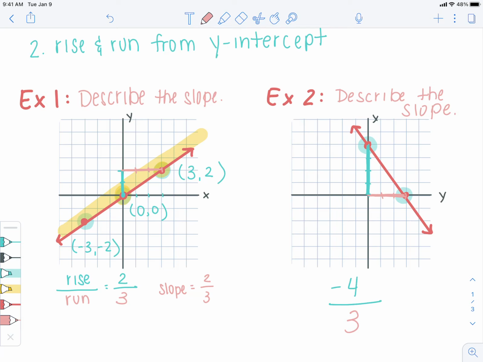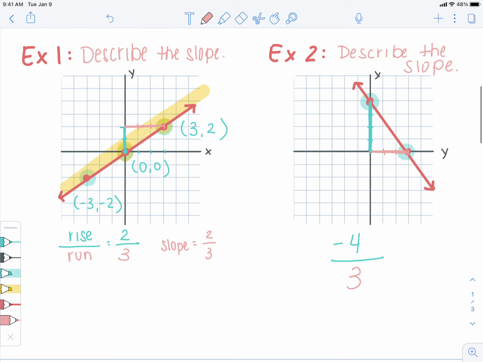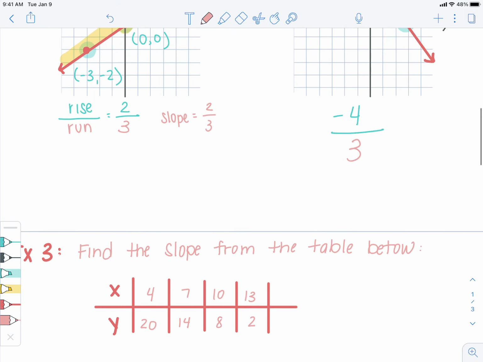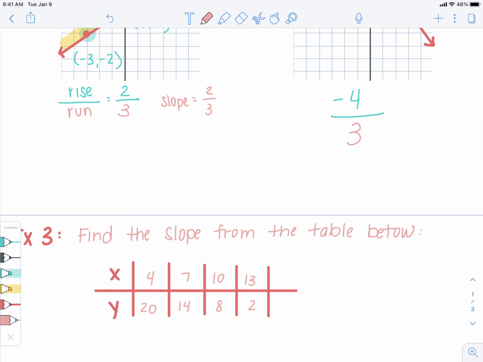So I can also ask you to describe the slope, and I can just give you a table. We've seen lots of tables so far. But if I ask you to find the slope and I give you an XY table, I'm giving you a bunch of X values, like 4, 7, 10, 13, and the Y values that coordinate with them, 20, 14, 8, and 2. Anytime we're talking about slope, whether I'm giving you a graph or a table, you only need 2 points. So you can pick any 2 points that you want, and then we're going to use those 2 points to decide what the slope is.